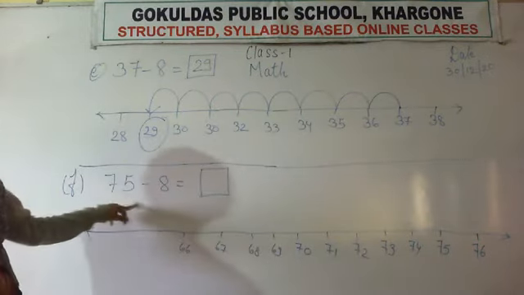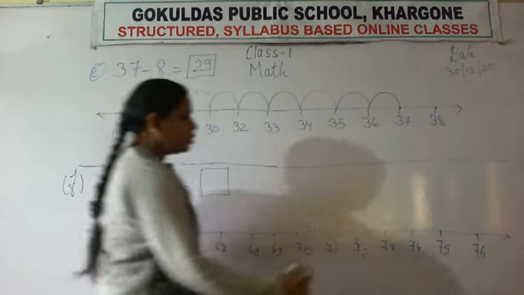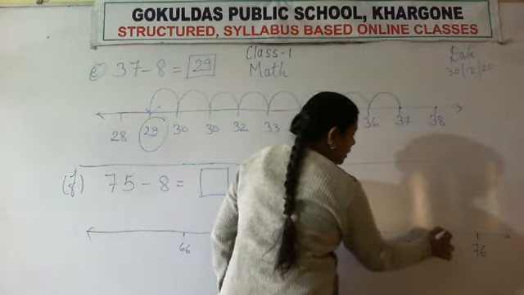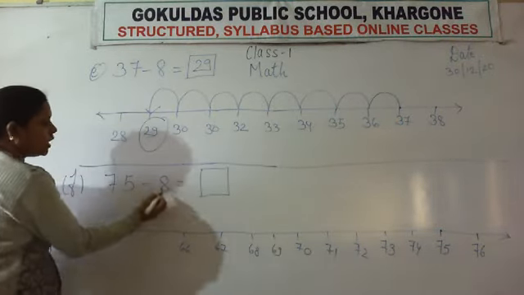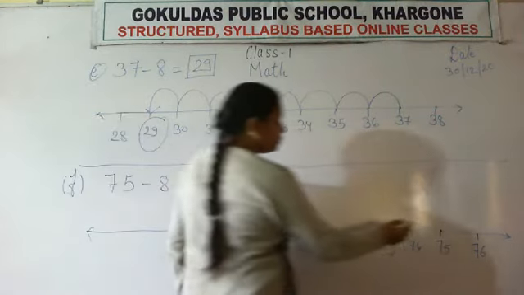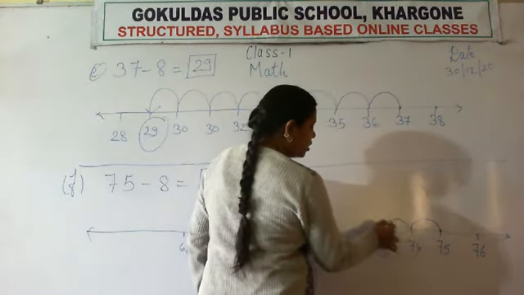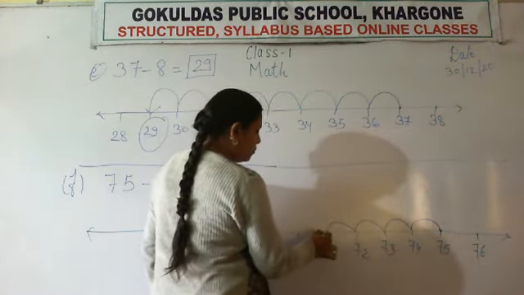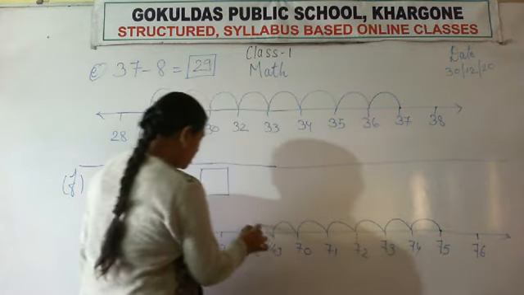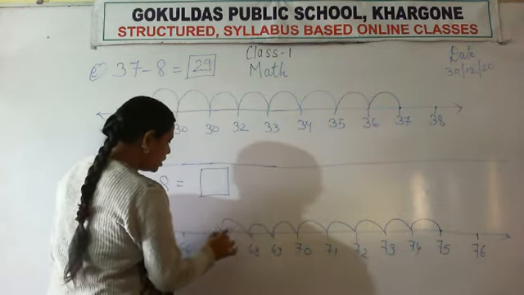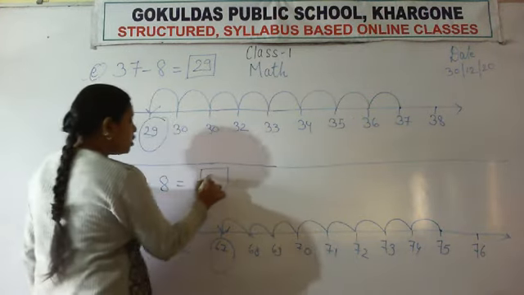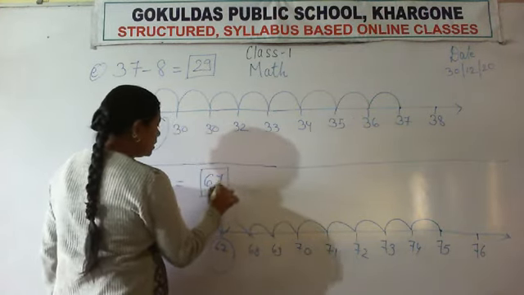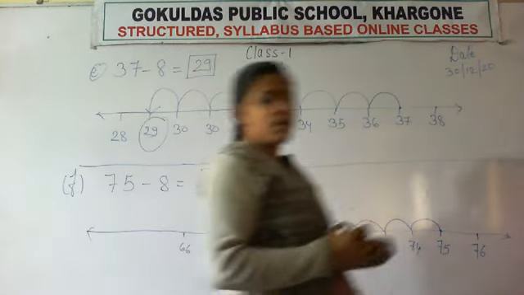So we are on which number? 75. So we are standing on number 75. Now how many steps do you have to move? 8 steps. You have to move 8 steps backward. 1, 2, 3, 4, 5, 6, 7, 8. कहाँ पहुँच गए? We stop at number 67. So the answer of 75 minus 8 will be 67.